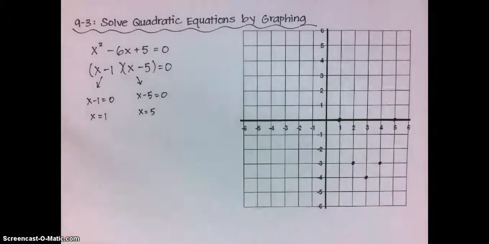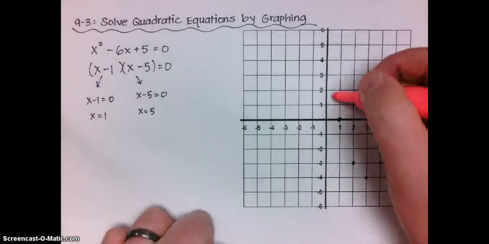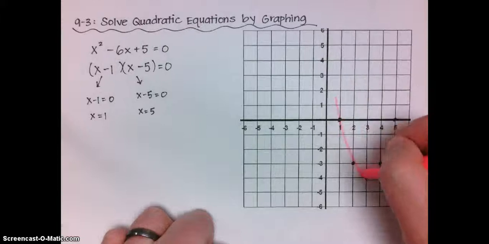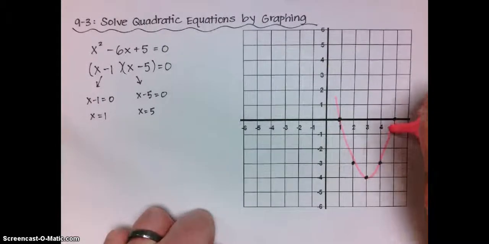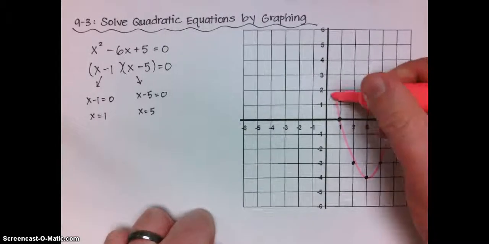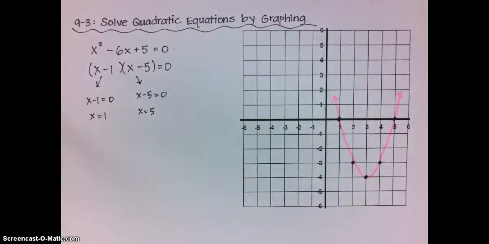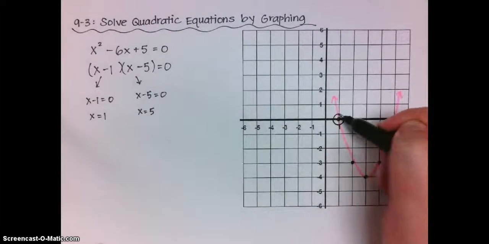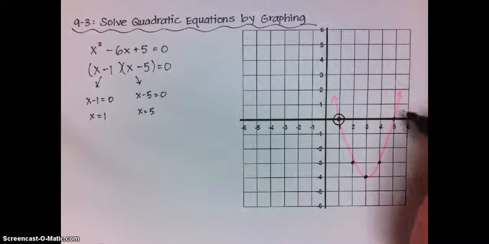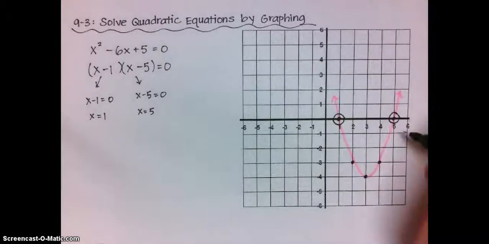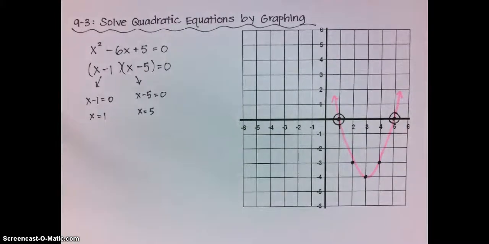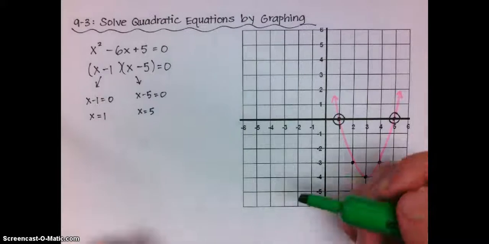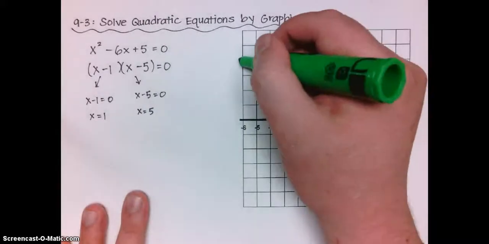My parabola, when I connect it, would look like this, nice and rounded. And we go up, and you can see here that it's crossing the x-axis where x is equal to 1, but also where x is equal to 5. So sometimes it's going to have two solutions, all right?